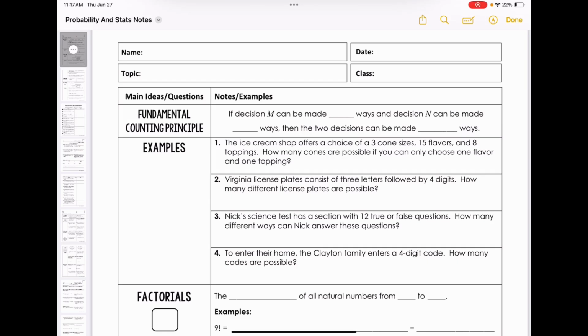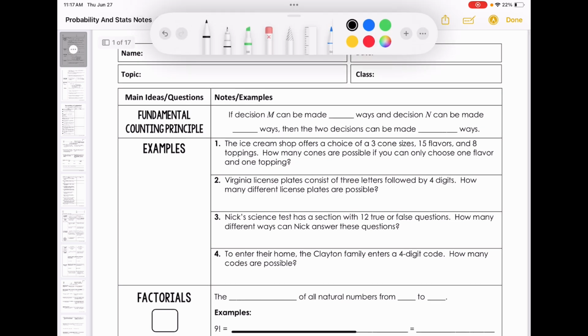All right, today we're going to be in the probability and stats notes packet, and we're going to be starting it with the fundamental counting principle. So on page 1 of your packet, your page should look like this, and first we're going to define the fundamental counting principle. So if decision M can be made M ways, and N can be made N ways, then the two decisions can be made M times N ways.